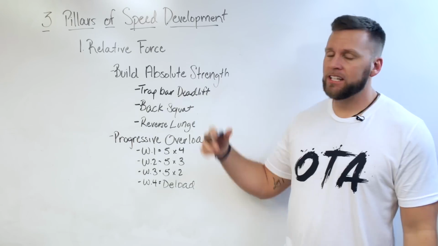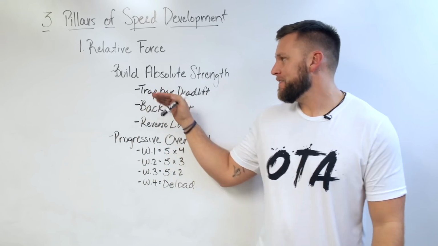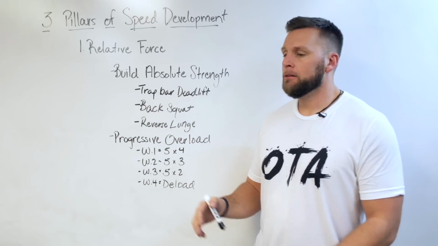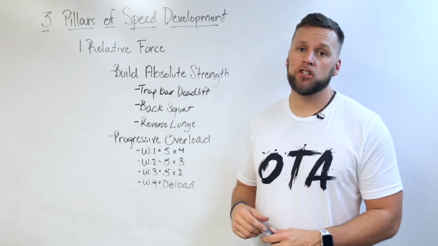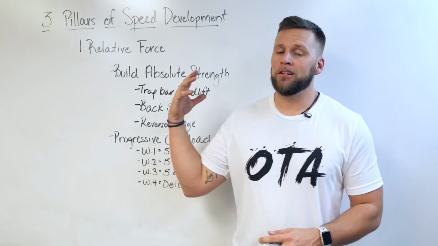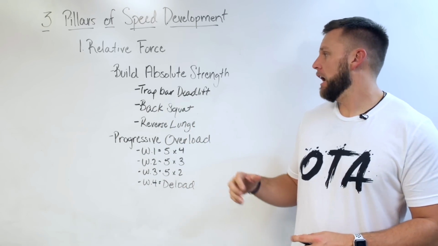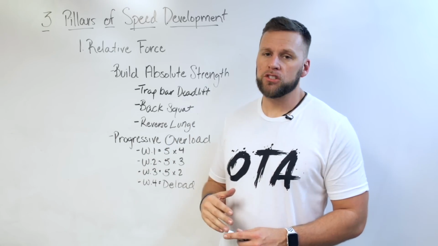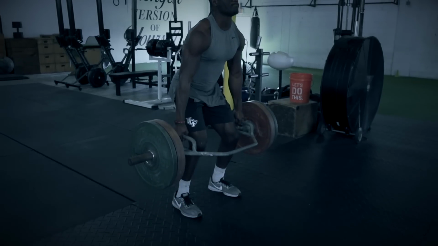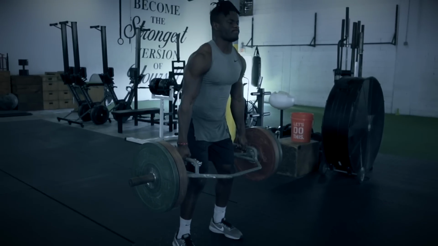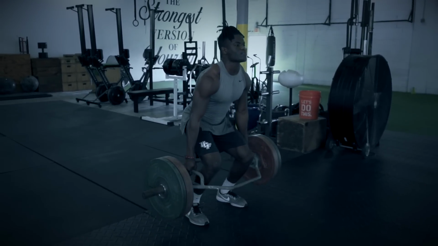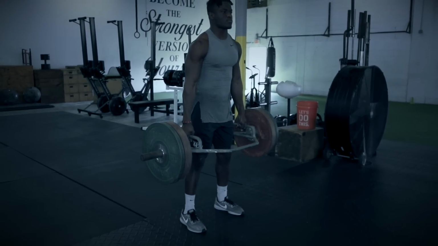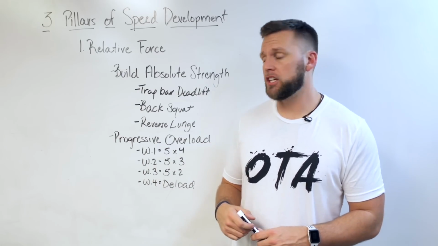Now, there's 3 lifts that I typically focus on in this particular order. When it comes to speed and developing that posterior chain strength with the lower back, the glutes, the hamstrings, number 1 that I like to focus on is trap bar deadlift. Why? Because I can really build a solid base of absolute strength that will translate over, and from what I see from my experience, translates over to speed in particular.